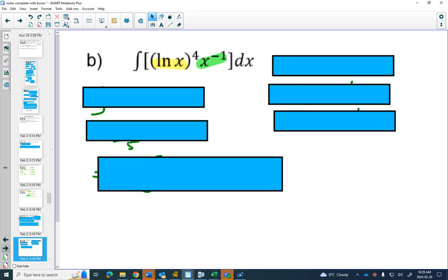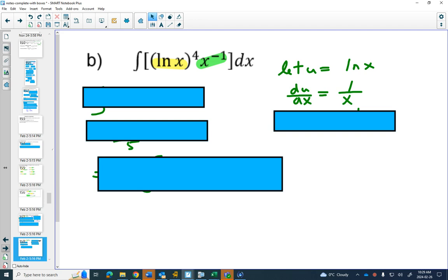So, B. Again, what did we recognize? We recognized the ln x is inside of another function. Its derivative is present. So this seems like something I should use substitution for. I can make u equal ln x. Take the derivative. Du dx would be 1 over x. Get du by itself. And I get du is x to the minus 1 dx.